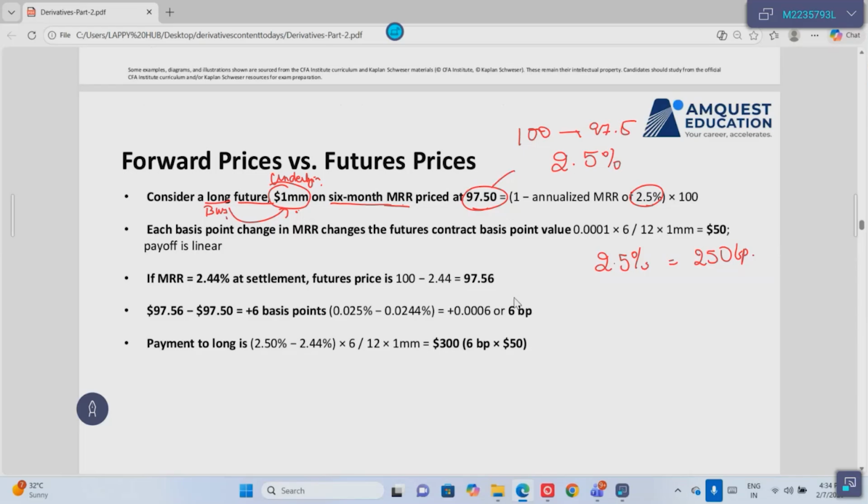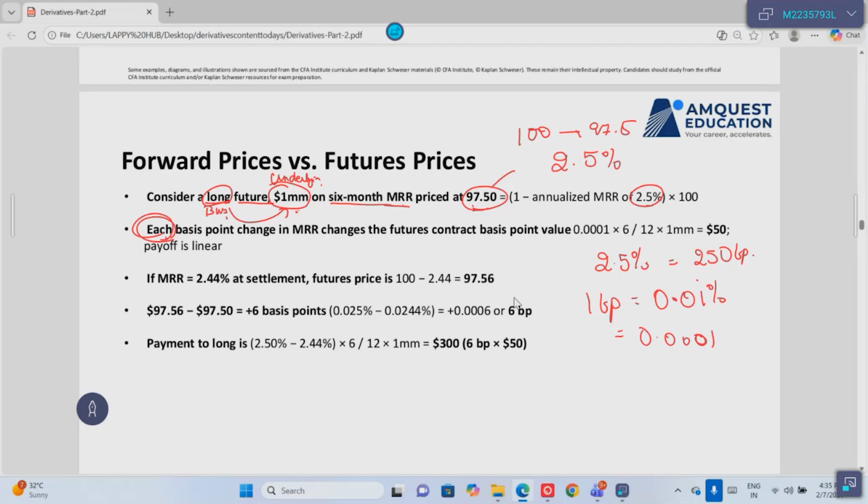Now, what is the value of 1 basis point? You already know that this is a contract where I'm long. So if the basis points go up, I'll make money; if they go down, I'll lose money. Now, the question is, what is the money you'll make per basis point? What is 1 basis point? If 100 basis points is 1%, 1 basis point is 0.01%, because it is divided by 100, which means it is 0.0001 in absolute terms.